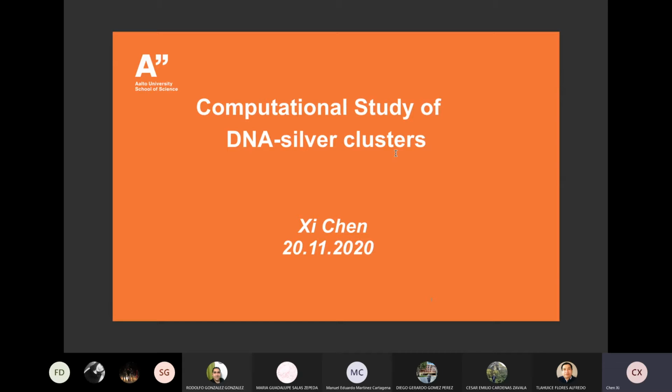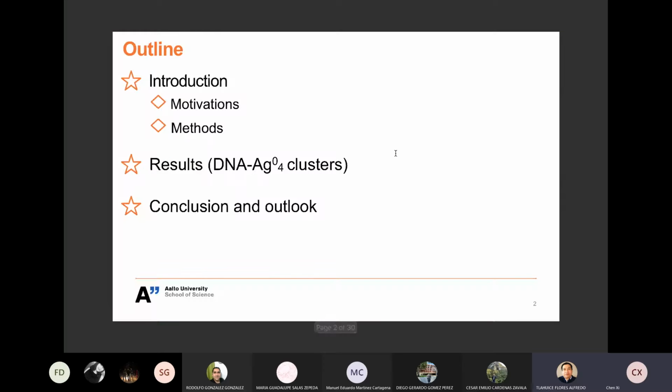And today I will talk about computational study of DNA silver clusters. So my talk will have three parts. First, I will give some brief introduction, what's our motivation to study this type of cluster, and also what kind of methods we use. And in second part, I will present most recent result we have, this DNA silver-4 cluster. And in the end, I will give some conclusion and outlook.